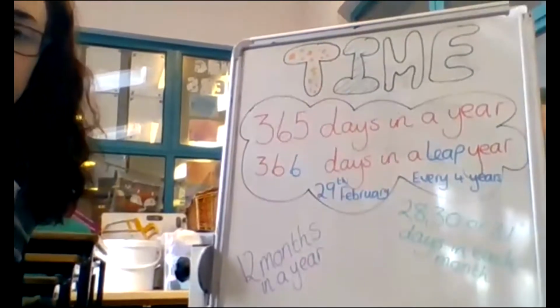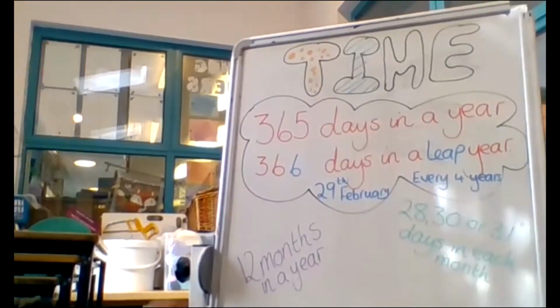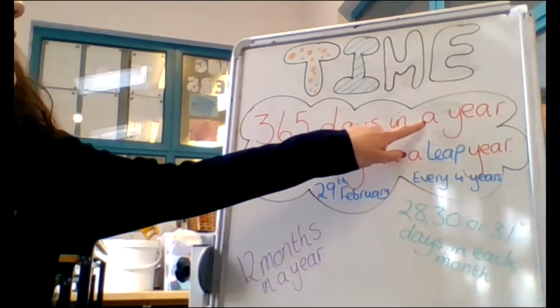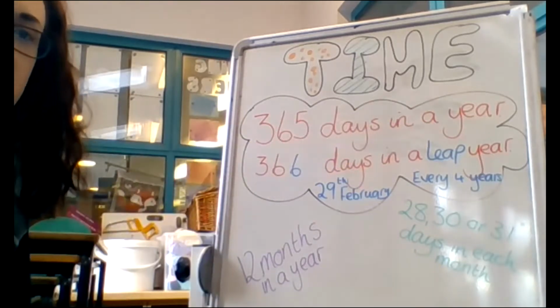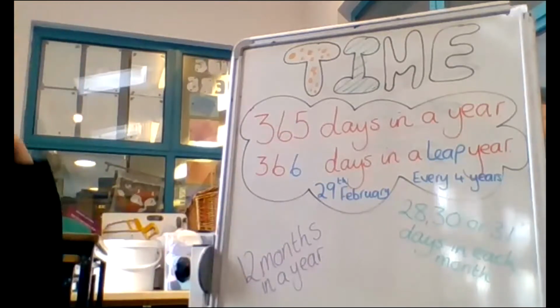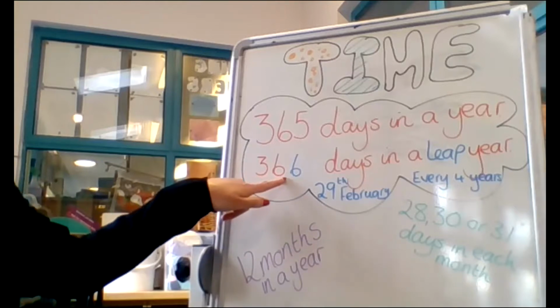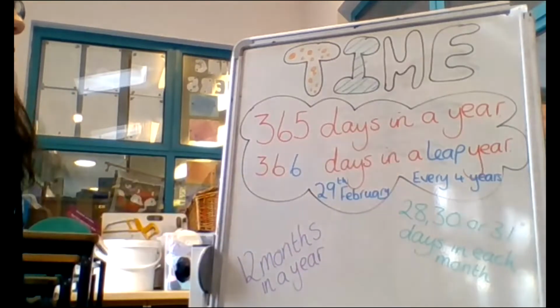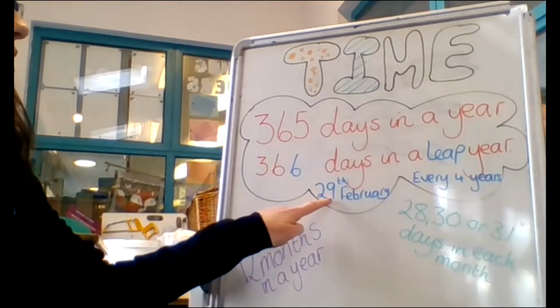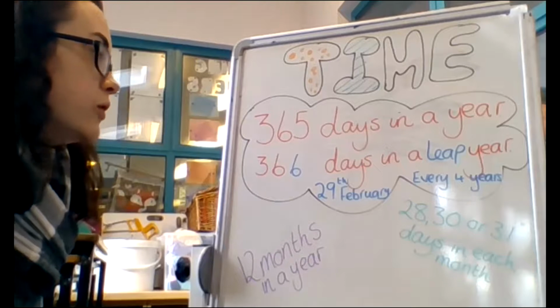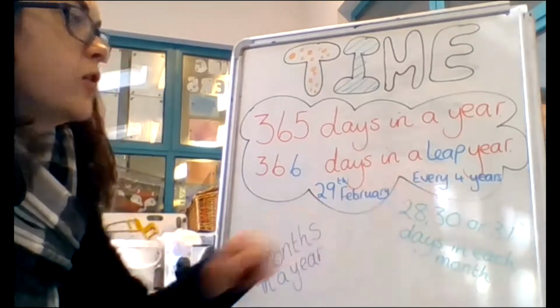So I started off from the big book one that we watched. I've got down that there are 365 days in a year. That was the first fact I wrote down, and I paused the video as I wrote it down as well. And then I wrote down that there are 366 days in a leap year. And just to remind myself, I also wrote the 29th of February, because that's the day that the leap year extra day falls in, and that it happens every 4 years as well.